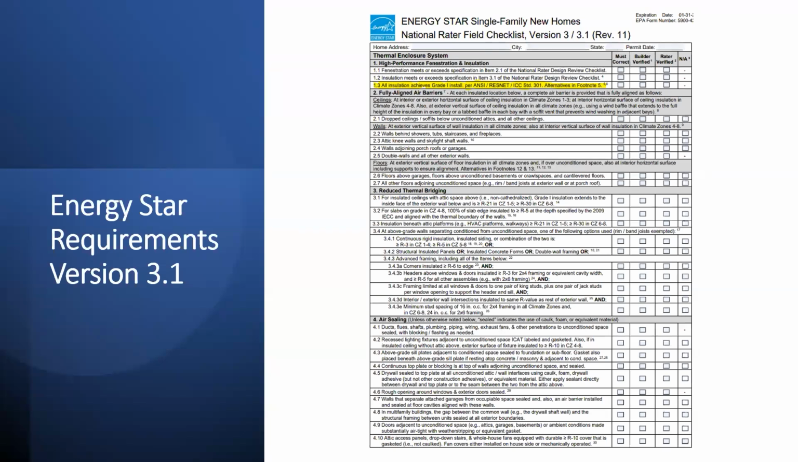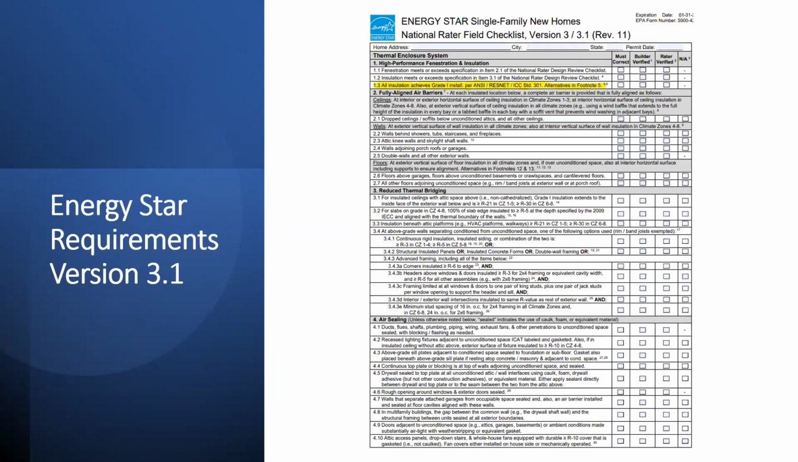Can't go without saying, though, that Energy Star has its own separate requirements for that. We're now into version 3.1. This is revision 11. I highlighted the one that says all insulation achieves grade 1 install, period. We already read what that means by ResNet standards, grade 1, grade 2, grade 3. Energy Star says you're going to meet that. It also says in here that advanced framing must be used.